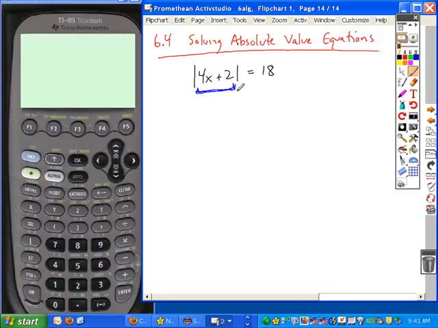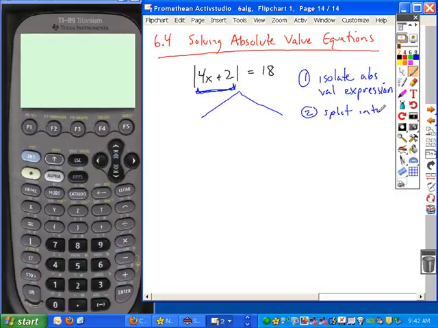And the way that you do that is you'll isolate your absolute value expression. What that means is if there's anything added or subtracted on the left side, you'd move that over. If there's anything being multiplied or divided out front, you would move that over as well. You're going to isolate your absolute value expression first. Once your absolute value expression is isolated, what you're then going to do is split it into two equations.